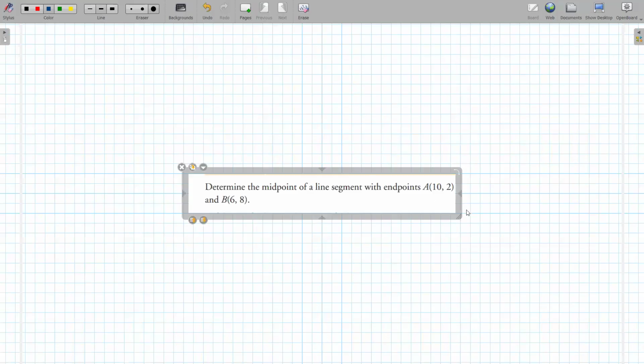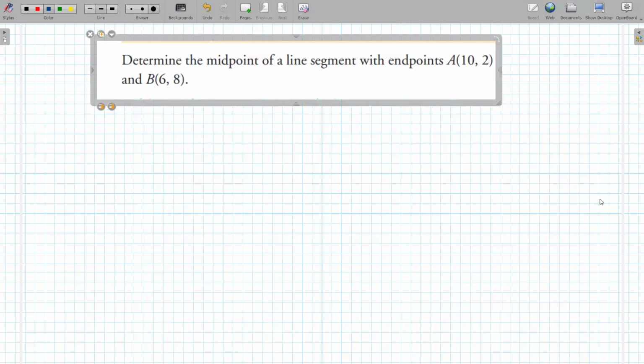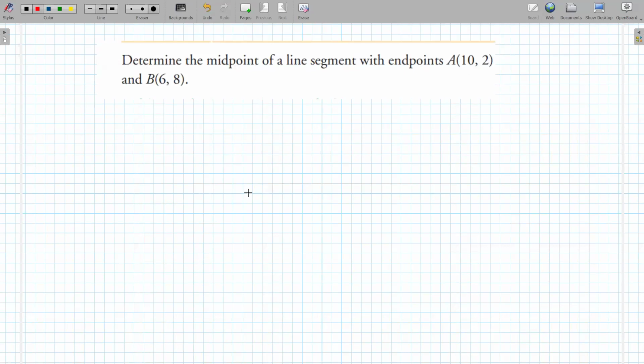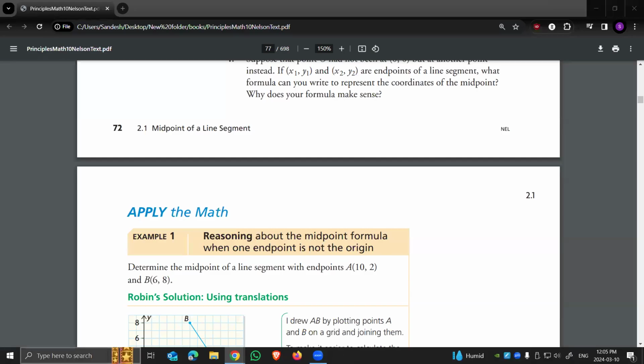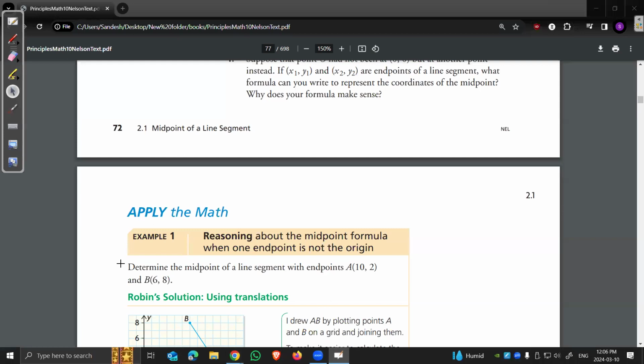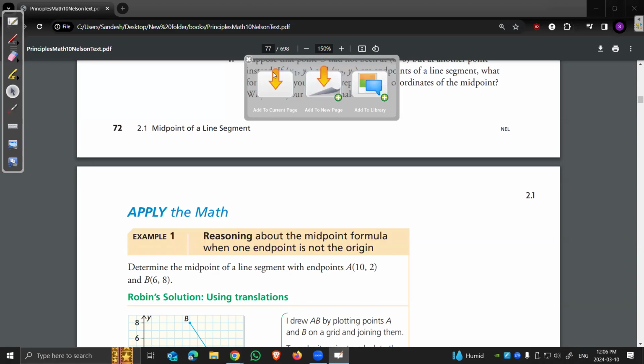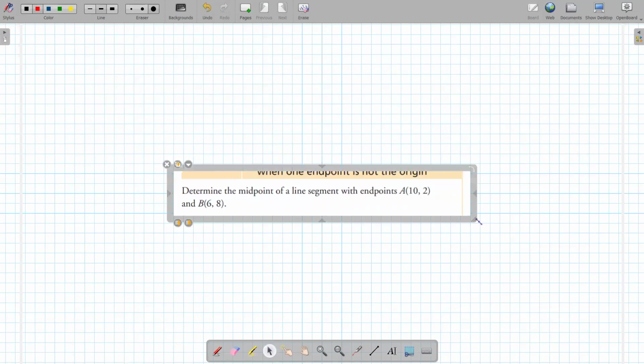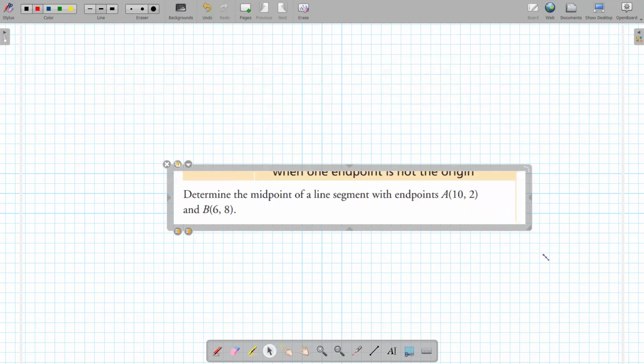Let's look at this question. It says determine the midpoint of a line segment with these points. Cool. So we don't have to be super precise here. I don't know where my ruler thing went. Let me just reopen this. All right, there we go. We're trying to find the midpoint between 2 points.